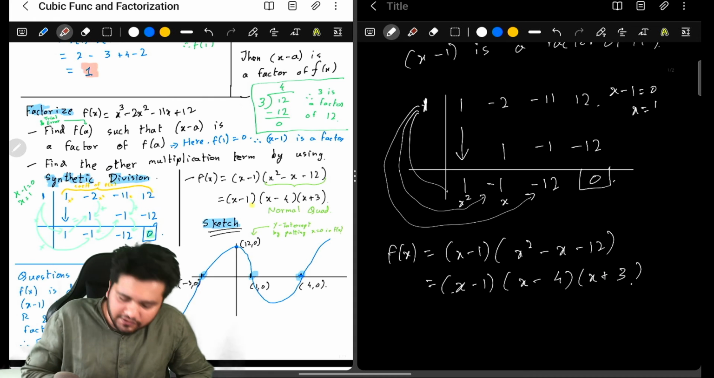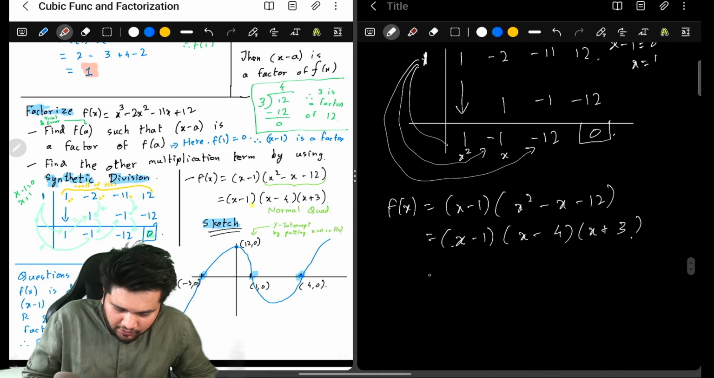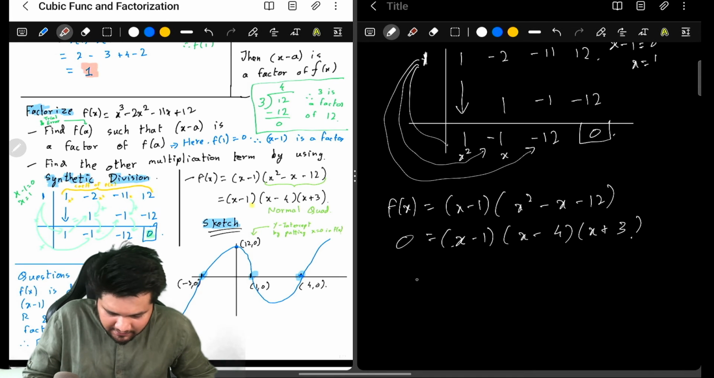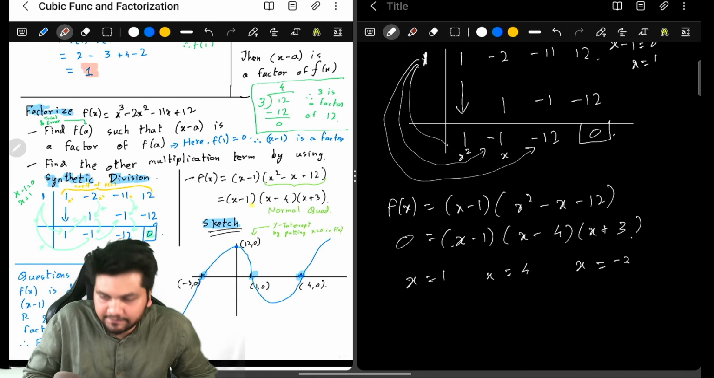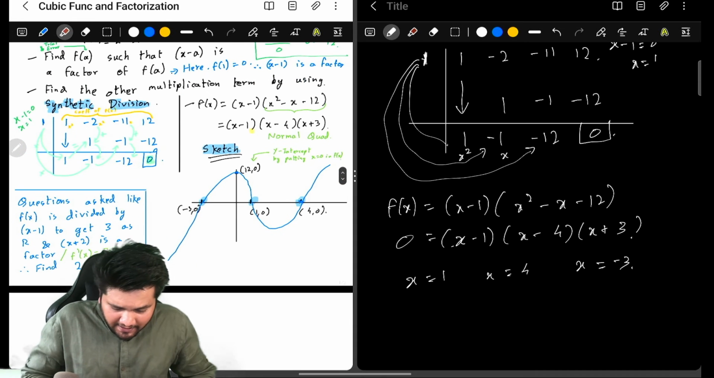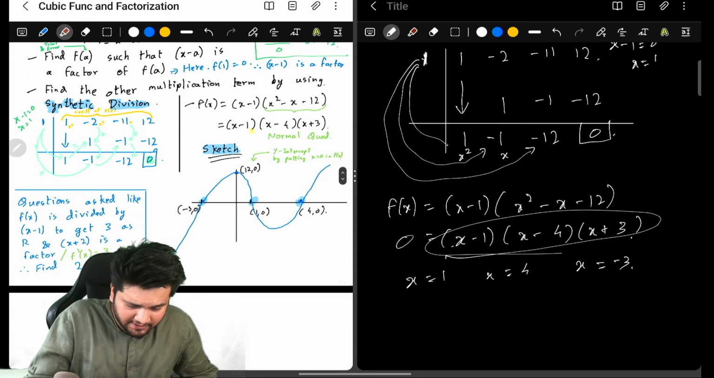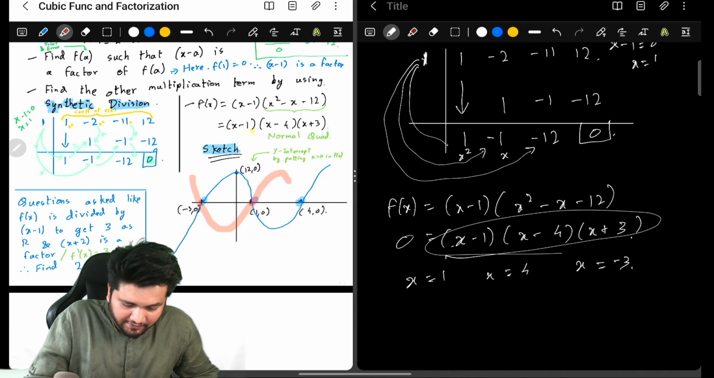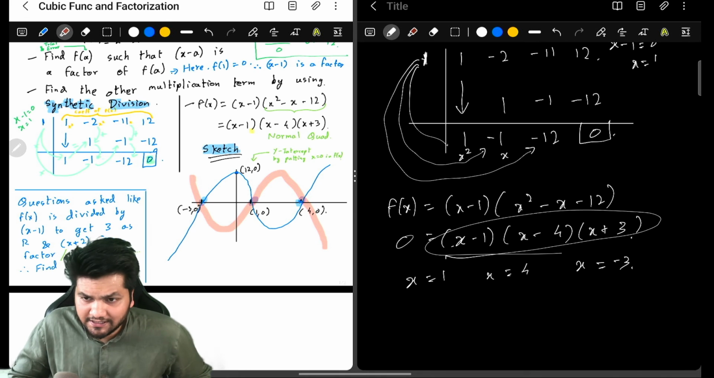And if they ask you for the solutions of this function, obviously I'll just put this equal to 0, and they may ask you that. So x is equal to 1, x is equal to 4, and x is equal to minus 3. If I want to sketch the graph of the same equation, I'll get the x-intercepts. As you can see here, these are the x-intercepts: minus 3, 0, 1, 0, 4, 0. But the graph could be either the way which I have drawn, or it could be the other way, which is the red one.